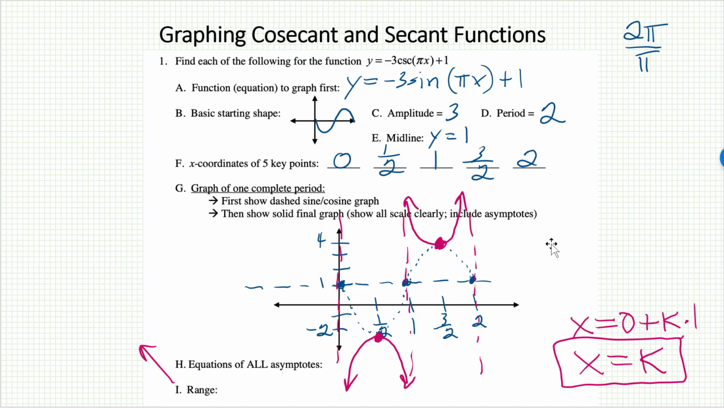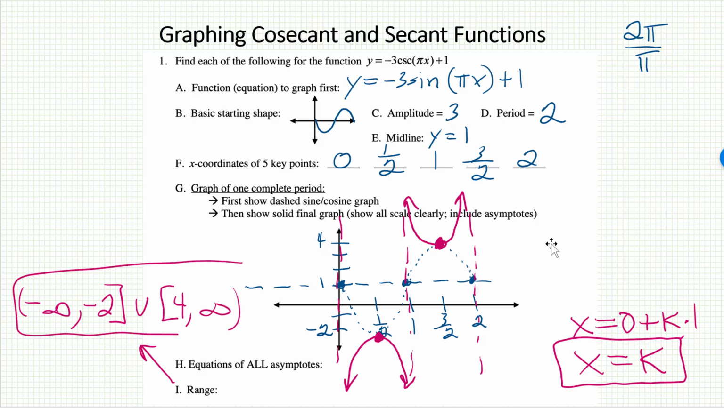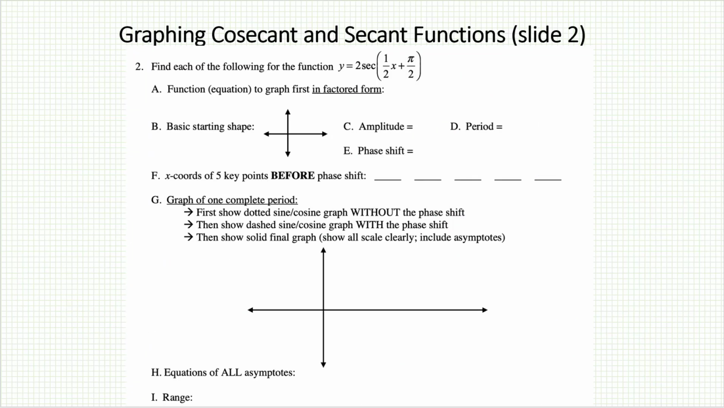Lastly, how about the range? Well, once again, I think I'm going to have to do it in 2 pieces. It looks like I've got numbers from -infinity all the way up to -2 in that bottom U section, union, the upper U section starts at 4, is the lowest y value, and then of course goes up to infinity. Here would be the range of my function. Okay, let's try another one.